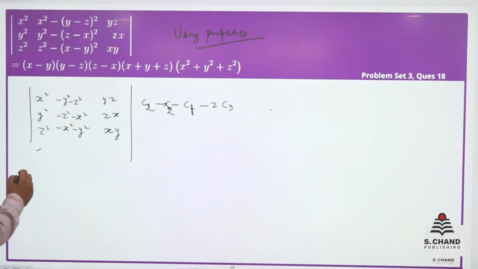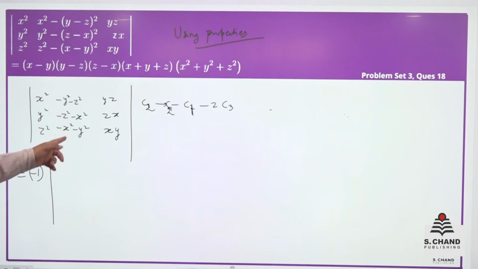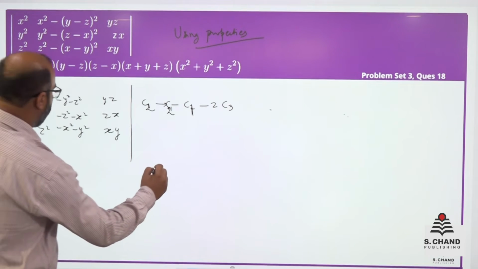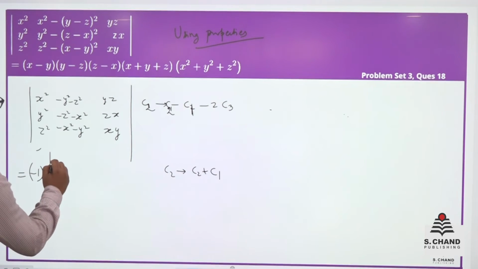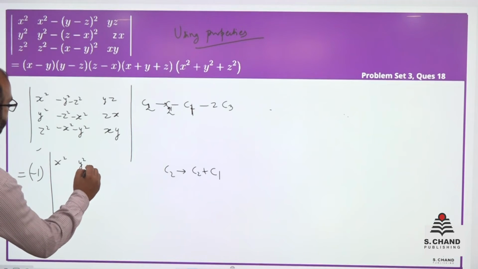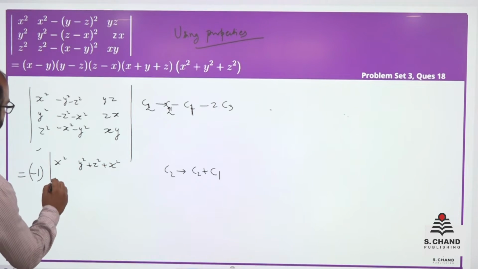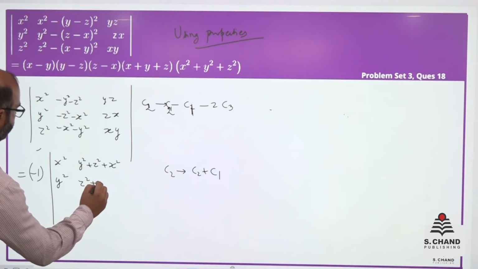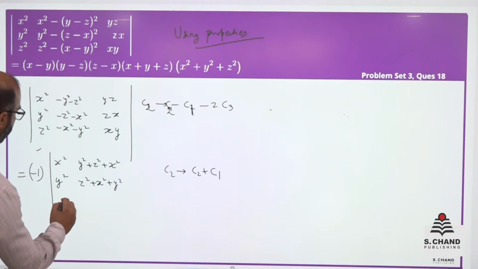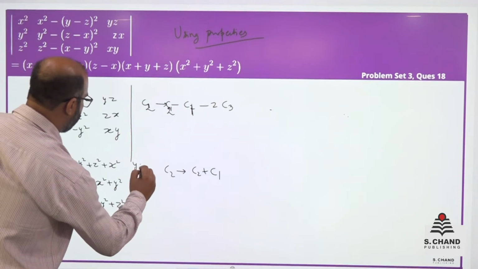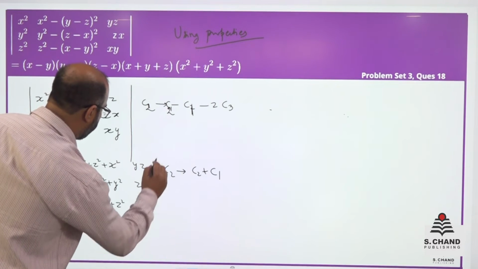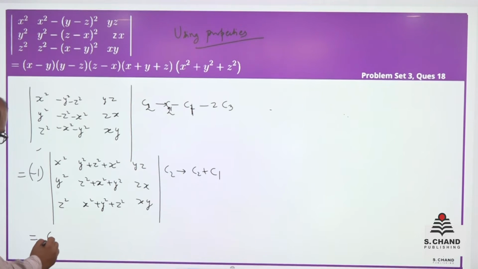Now in the next step, what we can do, first we take minus outside from the second column. Minus 1 is a scalar, it will come outside. And also do one thing, column 2 as column 2 plus column 1. So x square, and this will become y square plus z square plus x square. This will be y square, z square plus x square plus y square. This will be z square, x square plus y square plus z square. And this is yz, zx, xy determinant. So this will be minus 1.